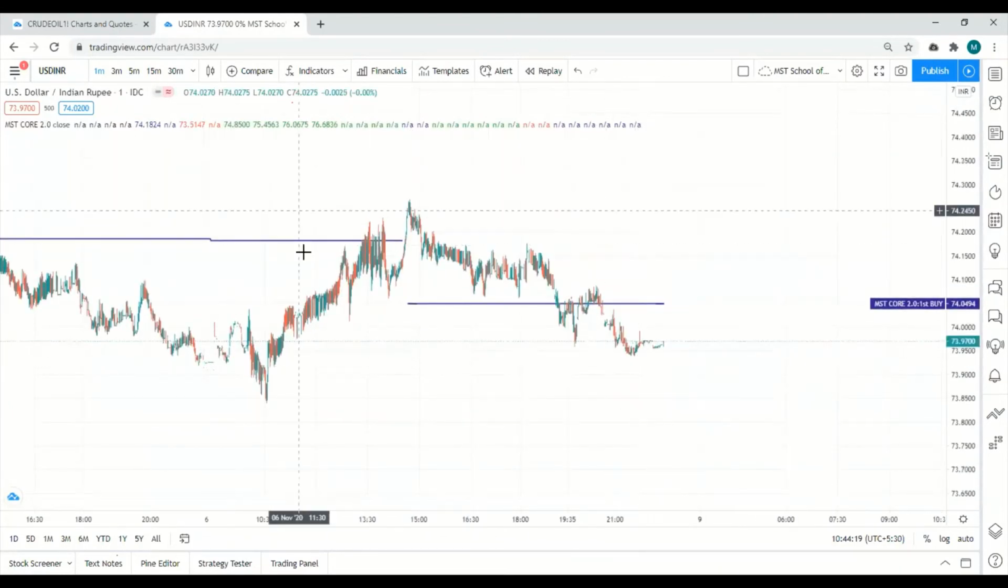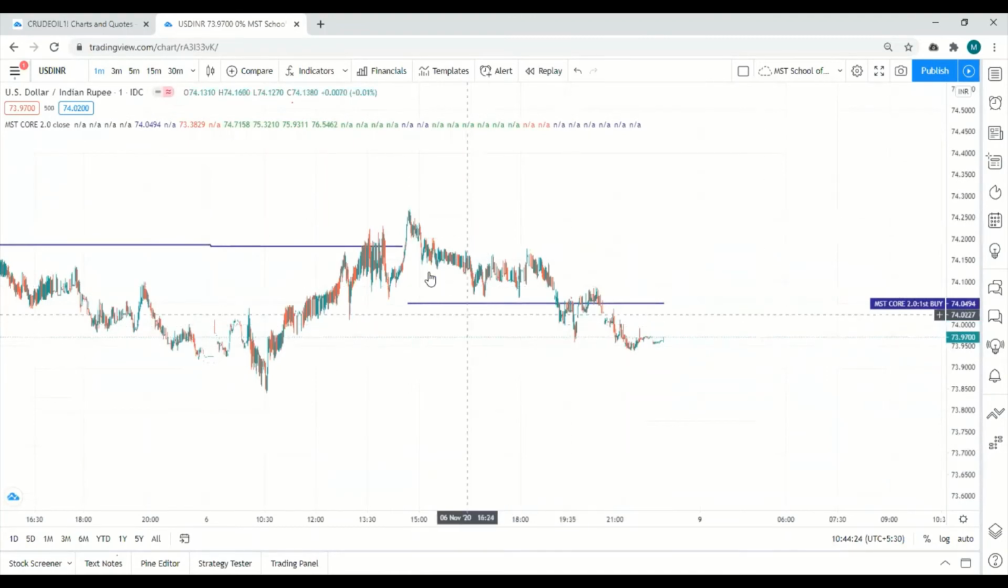So this is the US dollar. It has come exactly here and given some profit. FX IDC ES.C, this perfect one. Okay.